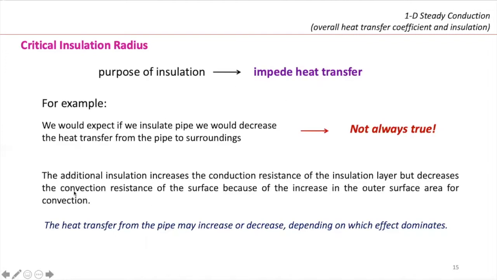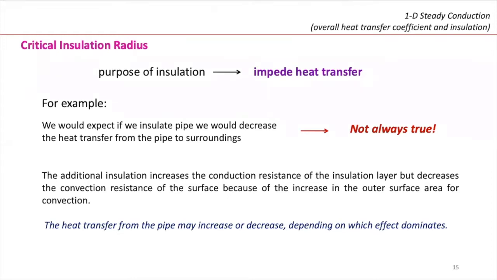And the explanation, I put it here in this slide so you don't forget it. The additional insulation increases the conduction resistance of the insulation layer, but decreases the convection resistance of the surface because of the increase in the outer surface area for convection. So we have a compromise, right? Convection and conduction are competing there, okay? So the heat transfer from the pipe may increase or decrease depending on which one dominates. That's why we need to define a critical radius for the insulation to work.